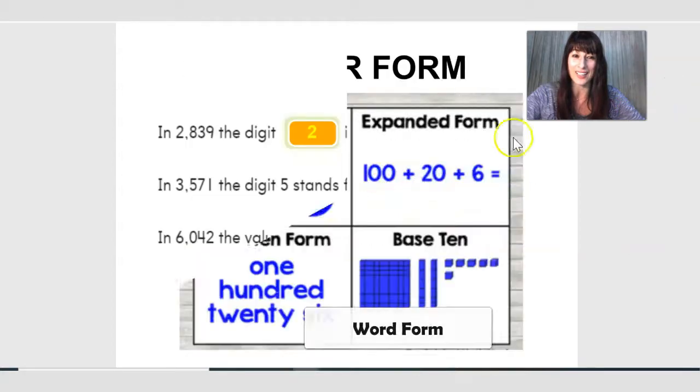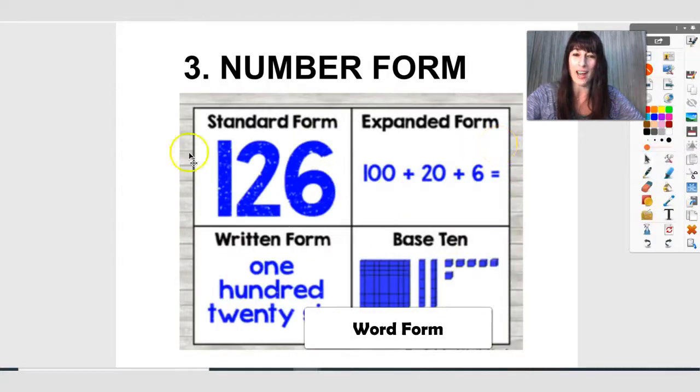I think we are ready to move on to the concept number 3 that we needed to review, and that is number forms. All right, we know that number forms are standard form, expanded form, so stretched out, and it looks like an addition. And then we have the word form, the one where you have to write out the number using words.